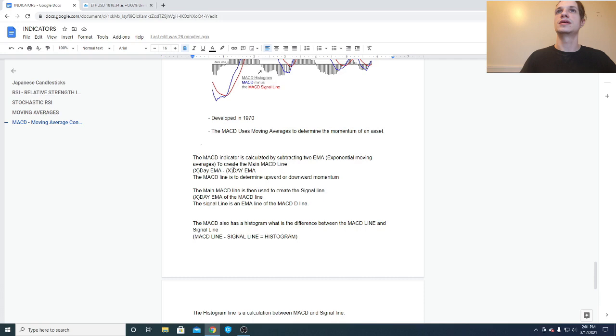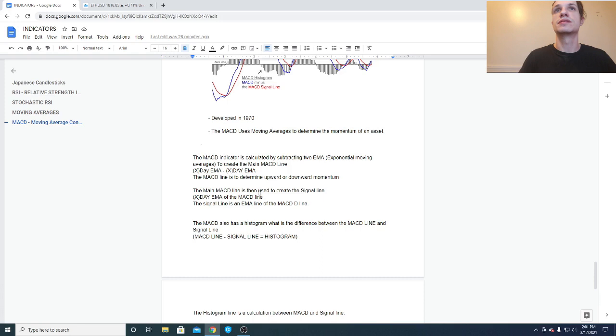So X-day EMA minus X-day EMA, with the X's filled in by whatever day it is, determines upward or downward momentum. You don't need to do these mathematical equations or really know them, but if you want to be an experienced trader and know your stuff, then it's good to know. You don't need to know it though, right?